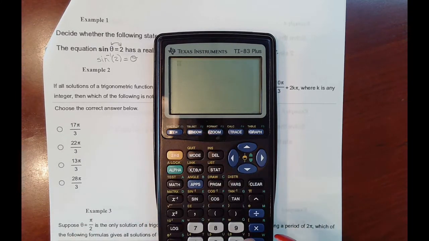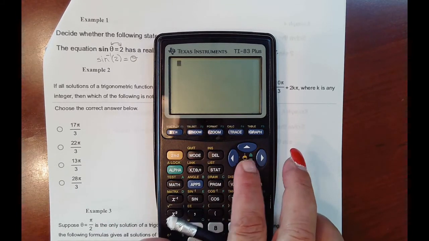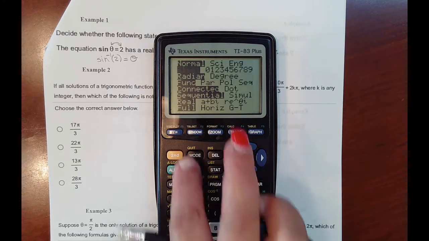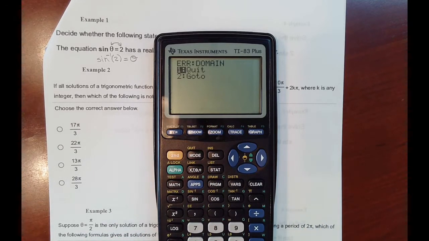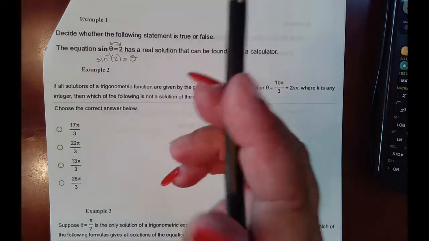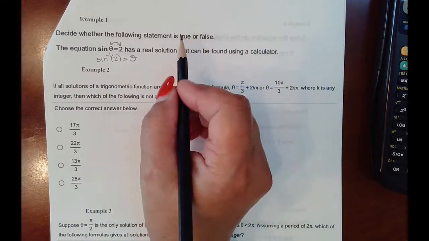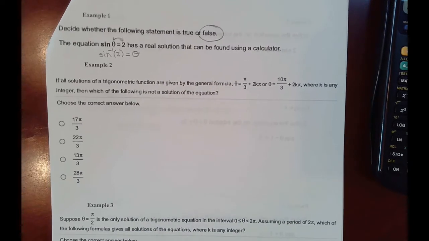So it's second. Now you're in radians here. Okay, I'm already in radians, so let me quit out of here. So second, inverse, put in the 2. See, it's too big. Error on the domain. So, does it have a real solution that can be found? That would be false. Okay, example 2.